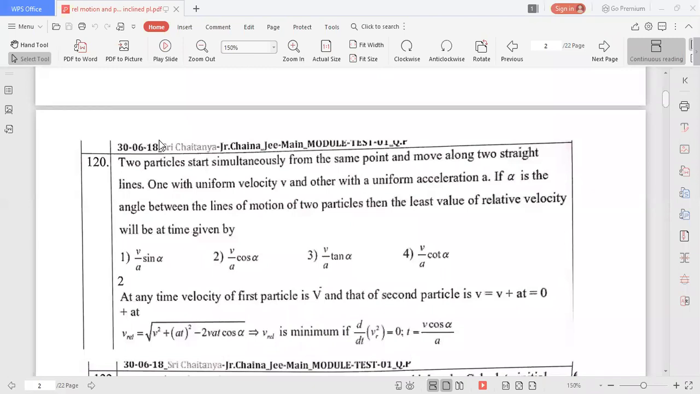Now what about v1? v1 means v, and v2 means at after time t seconds. So the relative velocity is the square root of v square plus at whole square minus 2 into v into at into cos alpha. It is the relative velocity of 1 with respect to 2. After what time is it minimum? That means this relative velocity must be minimum. So how can we do it?